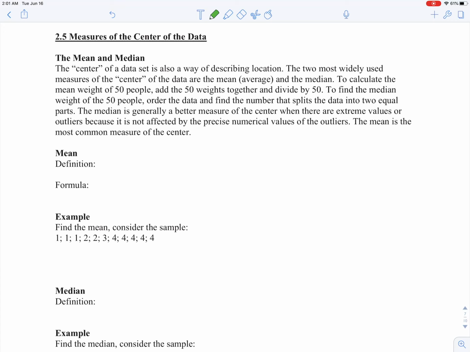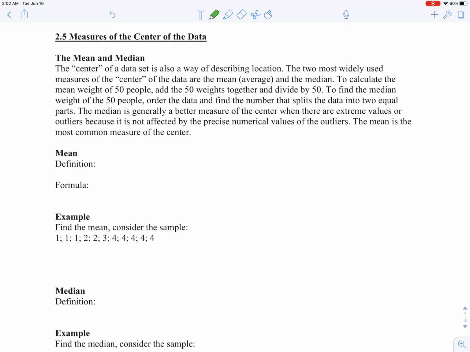Okay, next section here, 2.5, measures of center of data. All right, so measures of center, we've talked about a couple of these already, but that's okay. Talk about them again, it doesn't hurt. So the mean and the median. The center of a data set is always a way of describing location, like how your data is set up, right? The 2 most widely used measures of center of the data are the mean, which is an average, and the median. All right, so mean and median.